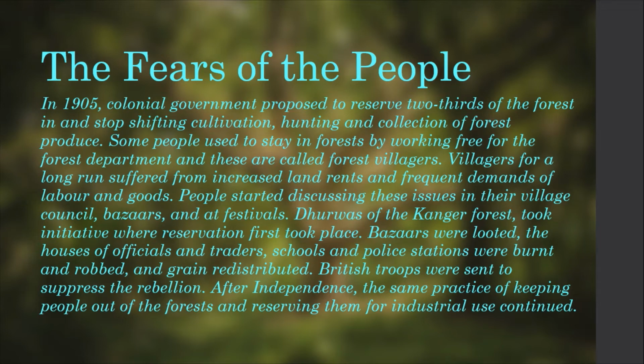People started discussing these issues in their village councils, bazaars, and at festivals. The Dhurwas of the Kanger forest took initiative, where reservation first took place. Bazaars were looted, the houses of officials and traders, schools and police stations were burned and robbed, and grain redistributed. British troops were sent to suppress the rebellion. After independence, the same practice of keeping people out of the forest and reserving it for industrial use continued.